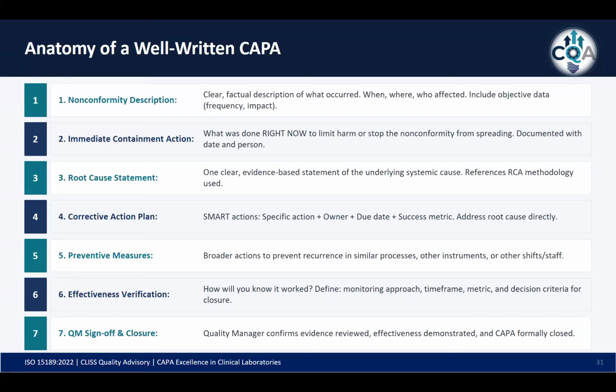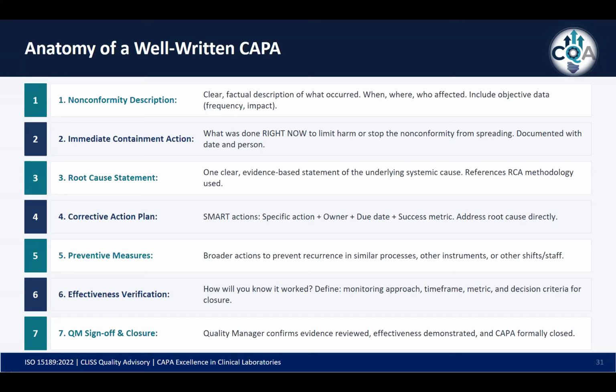Preventative measures: broader actions to prevent recurrence, in similar processes or other instruments or other shifts or staff. Remember the example we gave earlier on that you may train one person, but a second scientist may come after a week and still repeat the same mistake. Okay? And then effectiveness verification, we need to know how you know that the corrective action has worked.